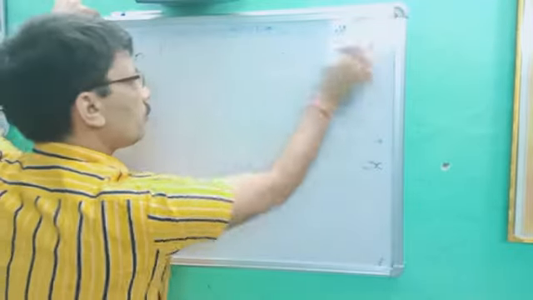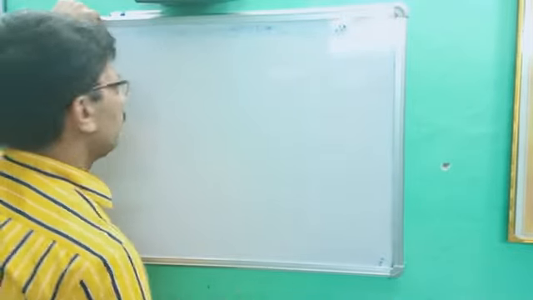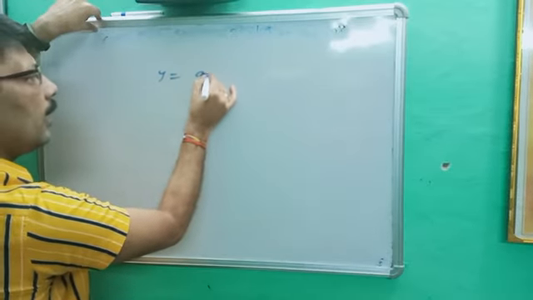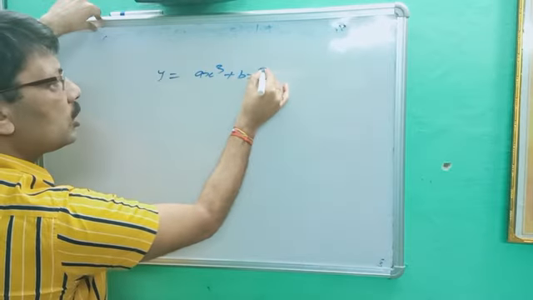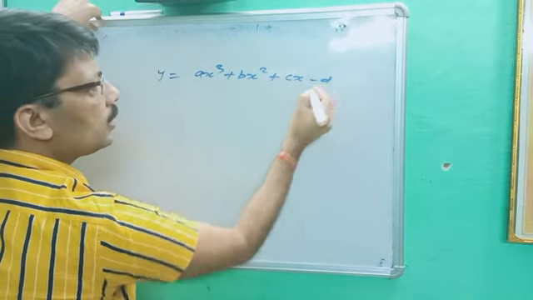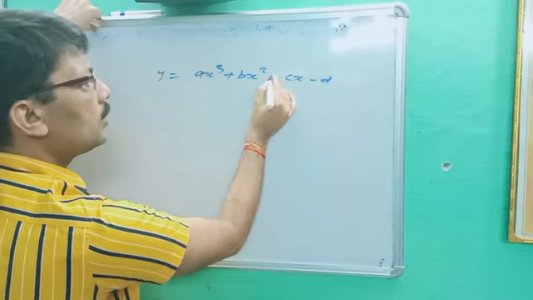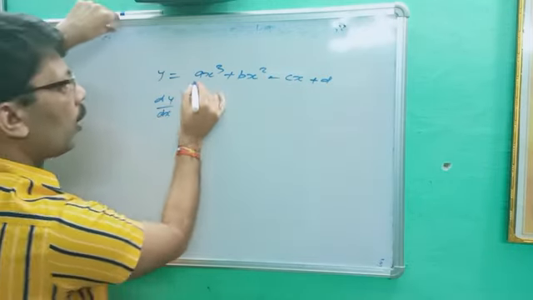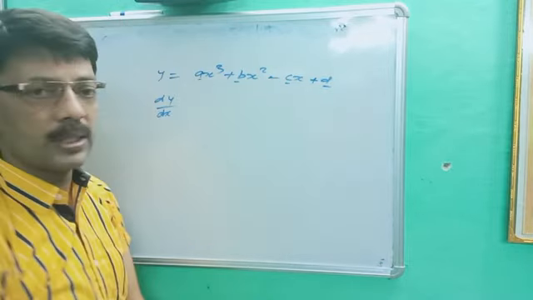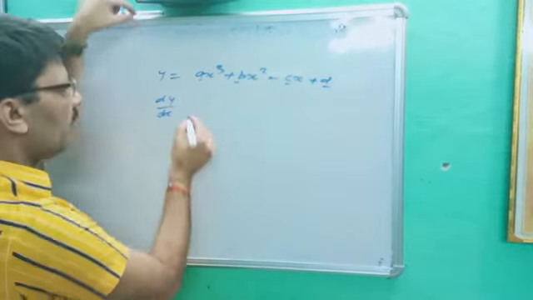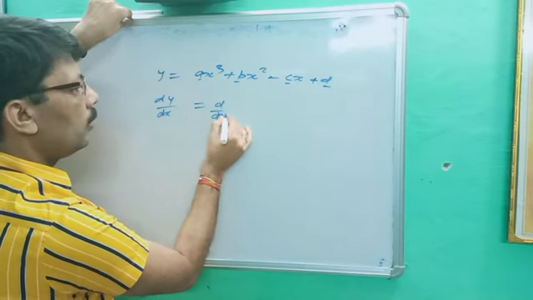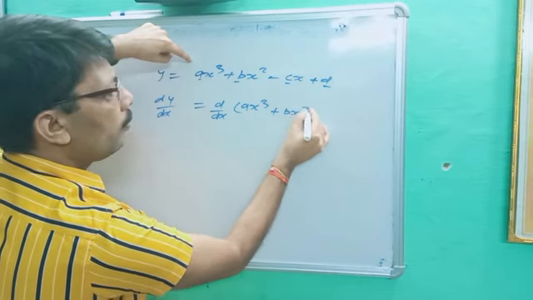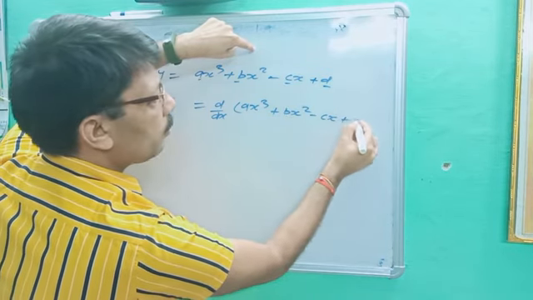Let's suppose one numerical is given to you. Let's suppose y is equal to ax cube plus bx square minus cx plus d. That question is given, and I ask you to find dy upon dx. Note down that a, b, c, d are called constants, only x is a variable. So what is the formula? d upon dx of y, what is the value of y? ax cube plus bx square minus cx plus d.